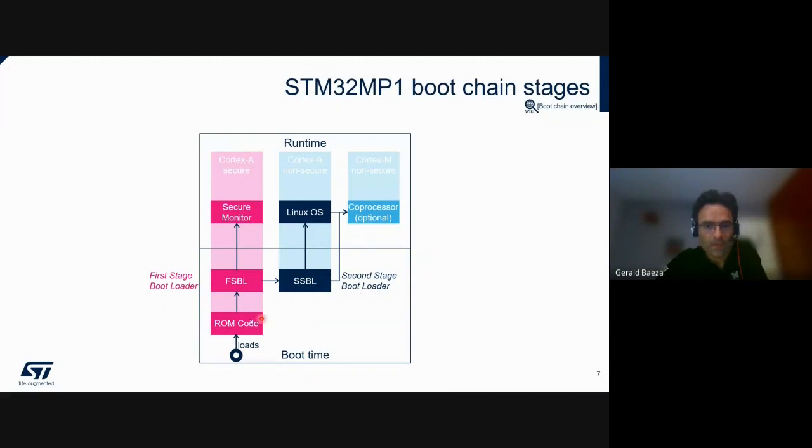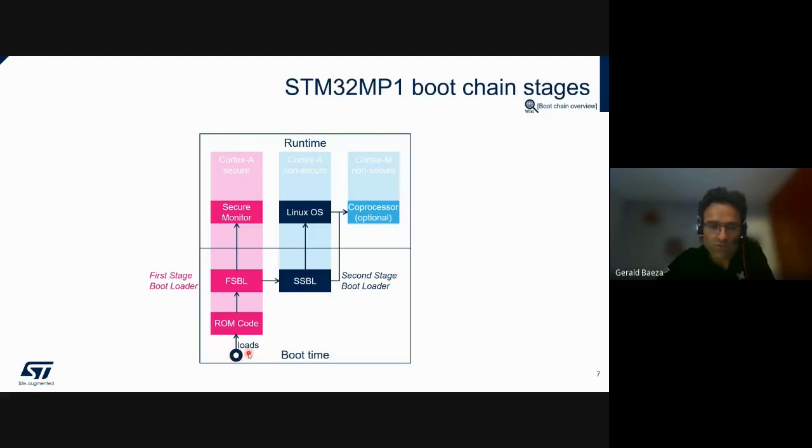In this slide, we can see the several stages that we can identify in the boot chain. Before digging into detail, just one comment: on the top right, you can see some article names that correspond to the articles in the STM32 MPU wiki, where you will be able to find such diagrams and more information if you want to come back to this later on. So let's describe this boot chain.